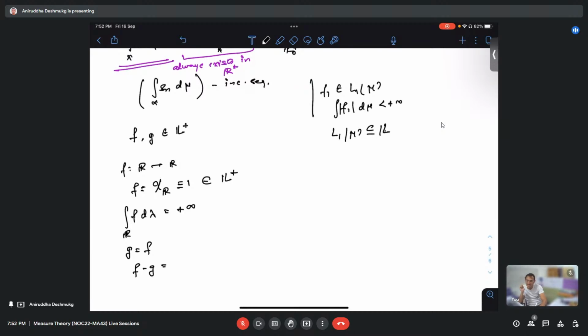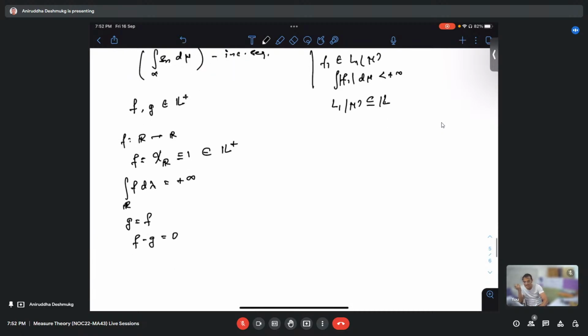Sorry, I'm not saying integrals. I'm saying f minus g. As functions, f minus g, what is it? Oh, it is 0, right? So the integral of f minus g is 0. But the integral of f minus the integral of g is not defined. This is undefined.